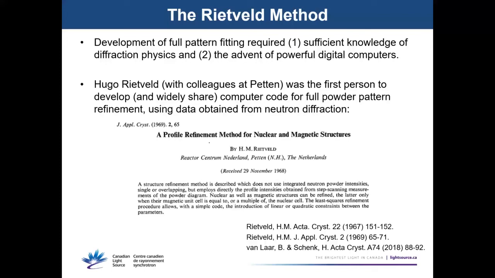Rietveld's two seminal papers, which describe the method, from 67 and 69, are listed here. You'll notice he's actually the sole author on these papers. A third paper listed here from 2018 is an interesting read. While Rietveld was the sole author on his 69 paper describing what would later be called the Rietveld method, he had significant input and discussions with some of his colleagues at Penn.